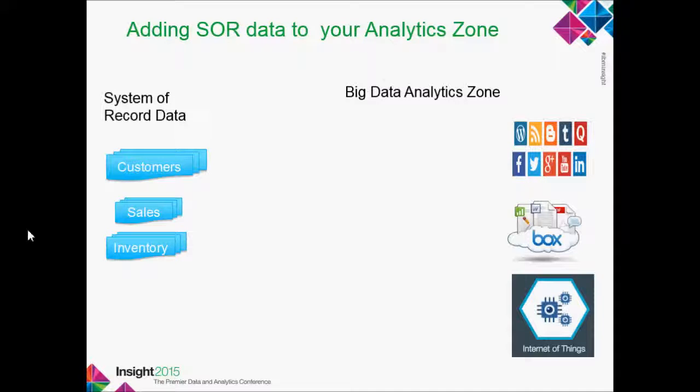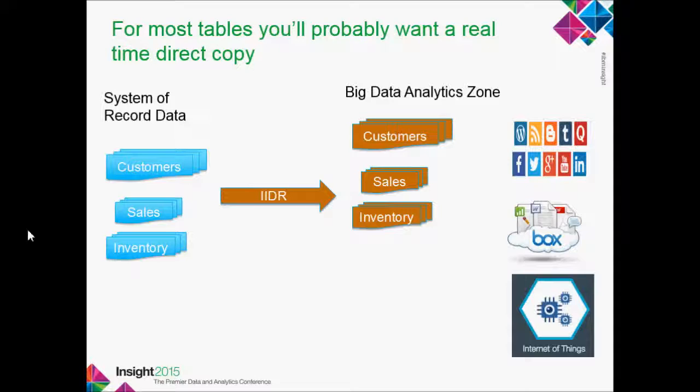So here's an example. We've got an analytics zone and some systems of record data. You could just query the system of record data directly from your analytics zone, but that tends to have operational costs. It tends not to work out in the long term, given the impact on your system of record. So for most tables, you'll probably want a real-time direct copy in your analytics zone, and that's something data replication can do. It's very straightforward.